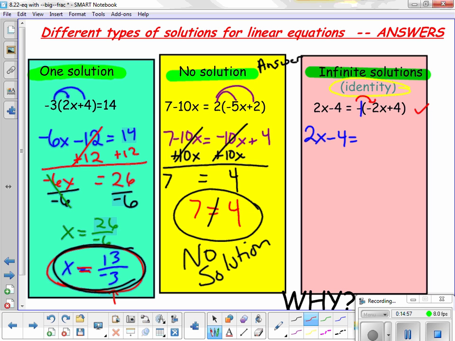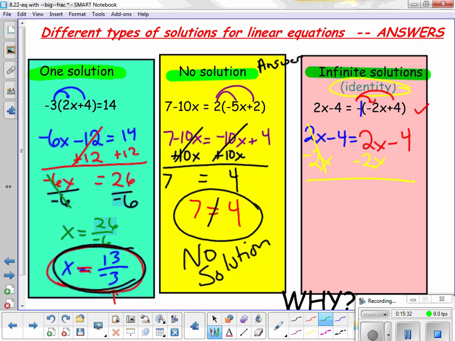So negative 1 times negative 2 is positive 2x. Negative 1 times positive 4 is negative 4, so we subtract 4. Okay, then I go to move my smallest variable to the other side. Well, both variables are 2x, so it doesn't matter which one I move. So I am going to subtract 2x on both sides.